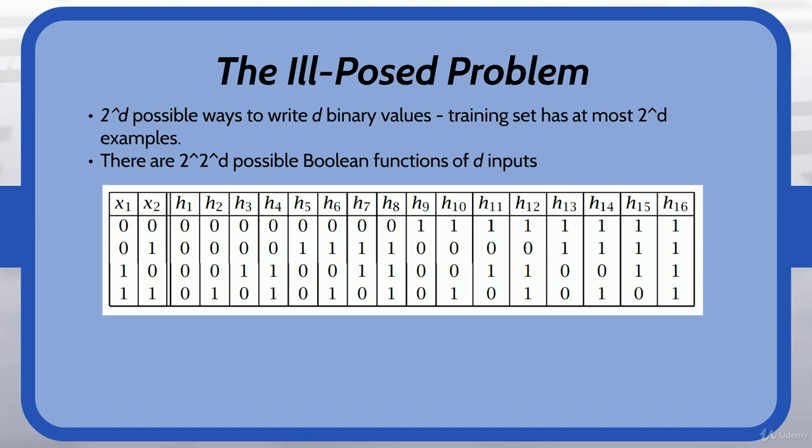In general, mathematically, there are 2 to the power of d possible ways to write d binary values. Since we have two values here, x1 and x2, there are going to be 4 possible ways to write these Boolean inputs. And then the training set has at most 2 to the power of d examples, so at most 4 examples for this particular problem. And then there are going to be 2 to the 2 to the d possible Boolean functions of d inputs. So in this particular scenario, since we have 2 inputs, we are going to have 16 individual unique hypotheses, and any one of them could be correct.